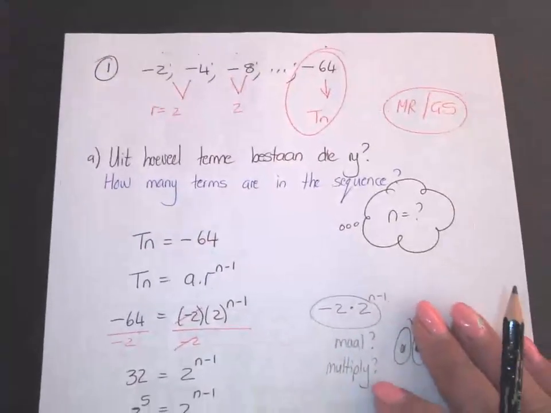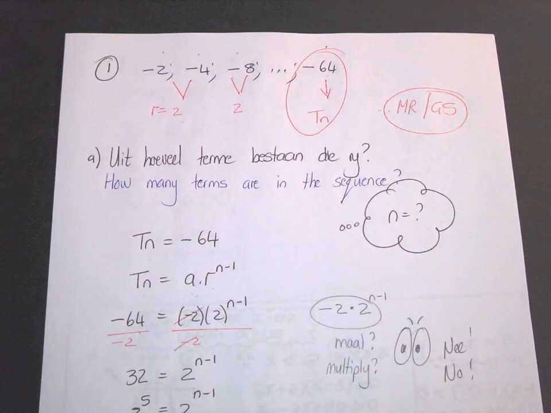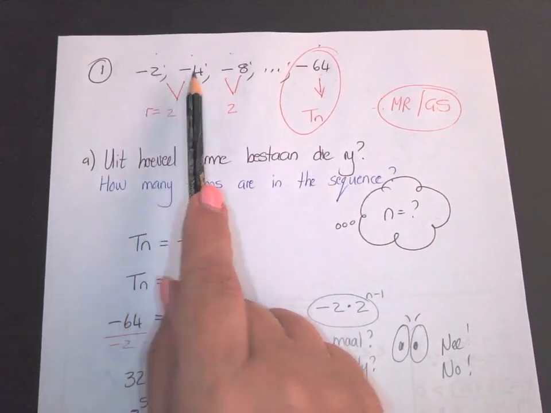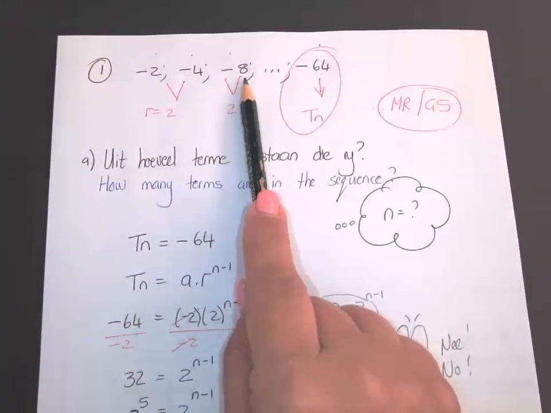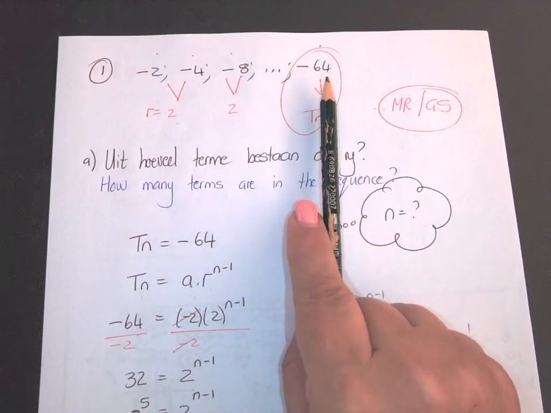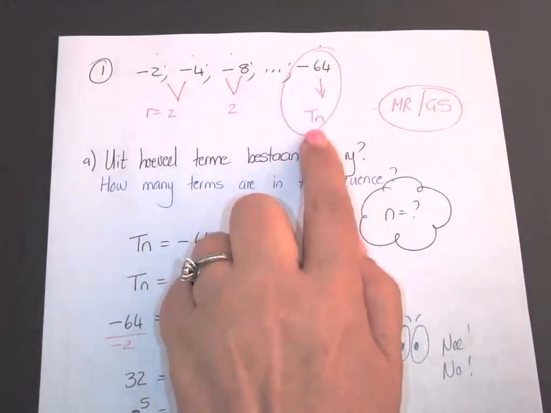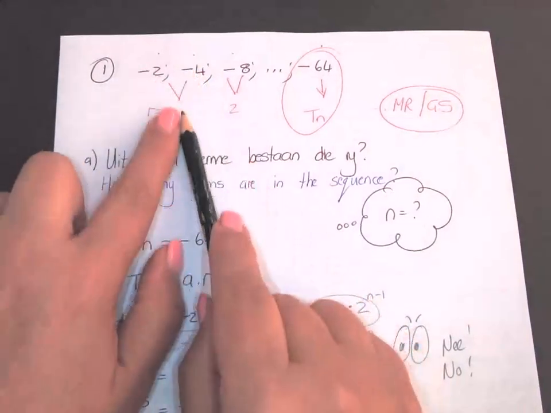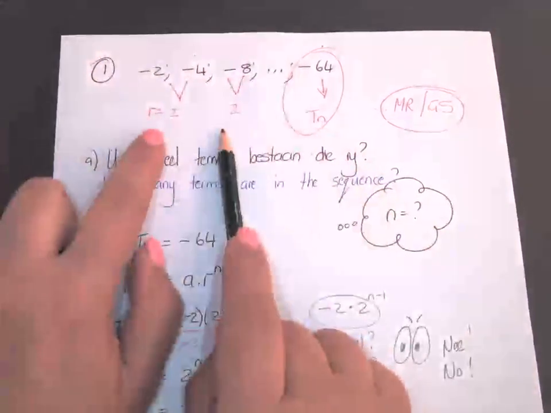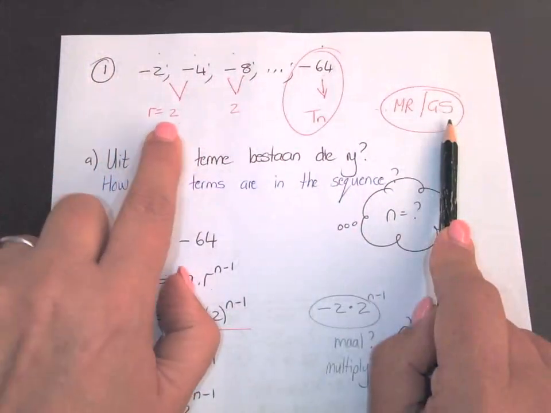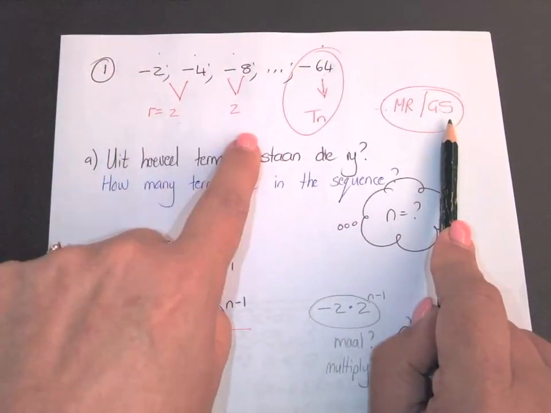Let's look at our first example. It's on your notes. In this case, I give you negative 2, negative 4, negative 8, and the last term is negative 64. Now remember, if I give you a last term, that is also Tn. So Tn now has a value. You divide it, and you saw that it's a constant ratio, so therefore it's a geometrical sequence, and my r is constant, so it's 2.